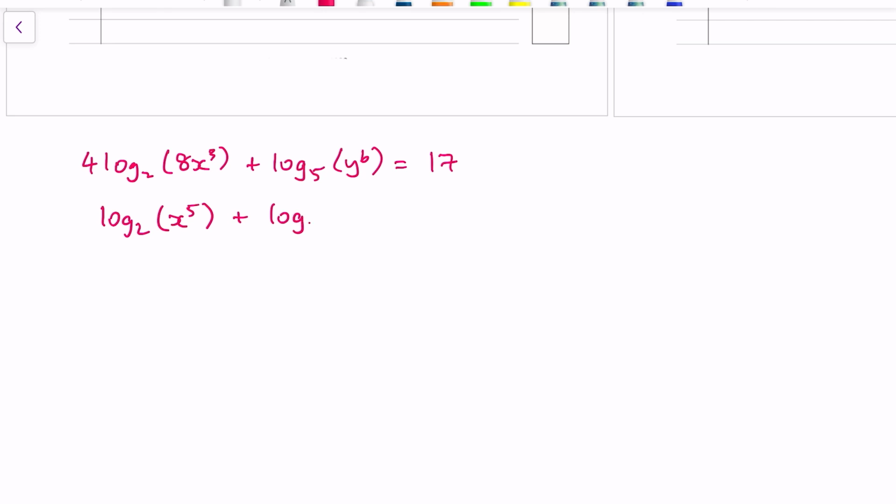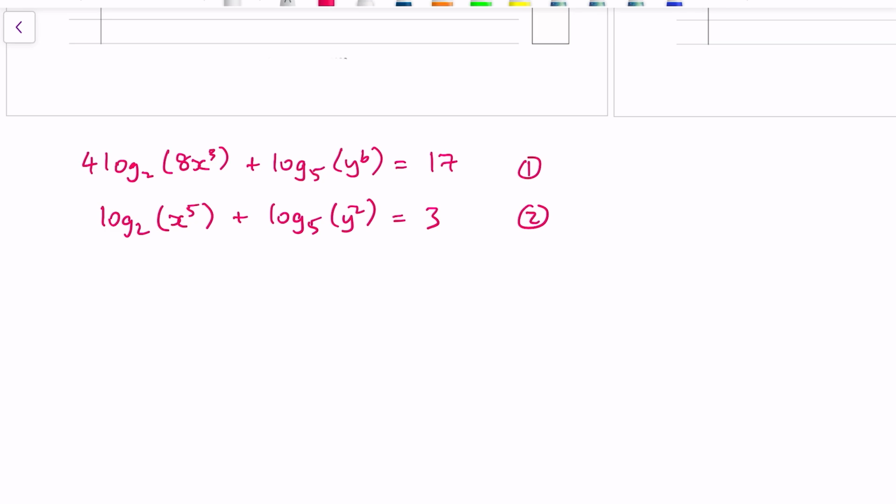Okay, we'll start off with the first equations again. 4 log base 2 of 8x cubed plus log base 5 of y to the 6 equals 17, and log base 2 of x to the 5 plus log base 5 of y squared equals 3. Now, let's call these equation 1 and 2. I didn't do that before, but it's quite useful.